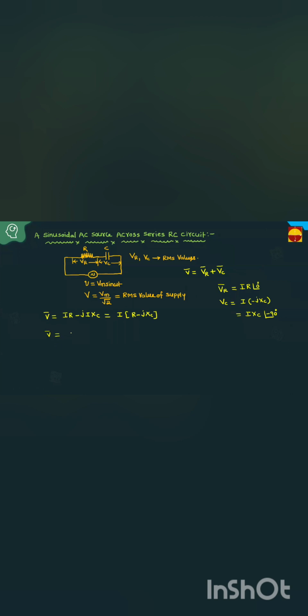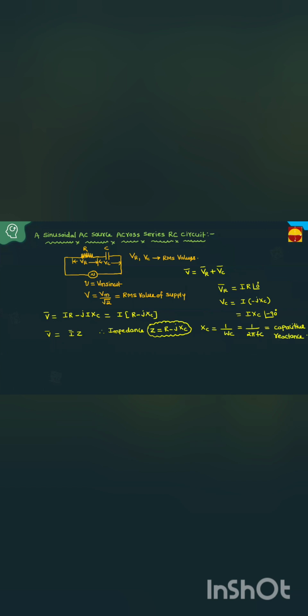Therefore, V bar equal to I into Z, where Z equal to R minus jXC. That is, for a series RC circuit, the impedance Z equal to R minus jXC. What is XC? 1 by omega C, which is also equal to 1 by 2 pi f C. This is the capacitive reactance.